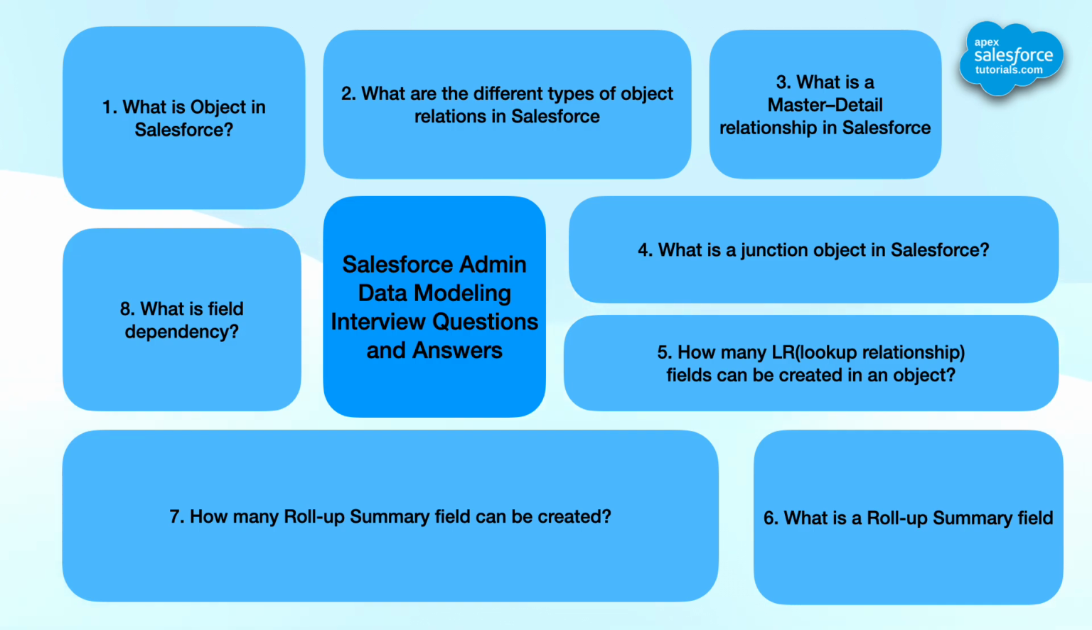Eighth, what is field dependency? Field dependencies are used to control which picklist values are visible based on the selection in another field. In simple terms, the controlling field determines what options show up in the dependent field. Here's how different data types behave with field dependencies. A standard picklist can act as a controlling field, but not as a dependent one. Custom picklist fields are versatile. They can be both controlling and dependent.